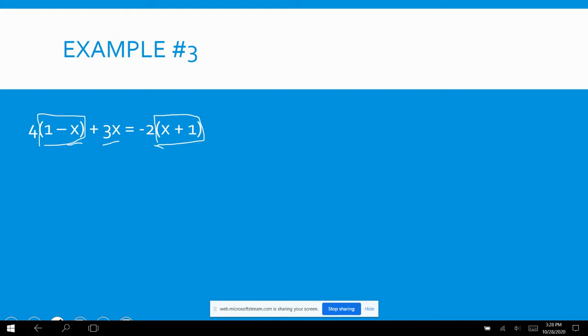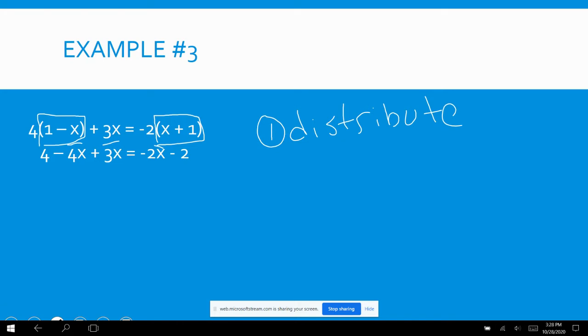Well, how have we dealt with it every time? You have a constant times the sum or difference. Well, we've distributed. So that first thing you are going to do is distribute, just as we did when we were solving multi-step equations earlier this week. In order to get that x out of the parentheses, we need to distribute.